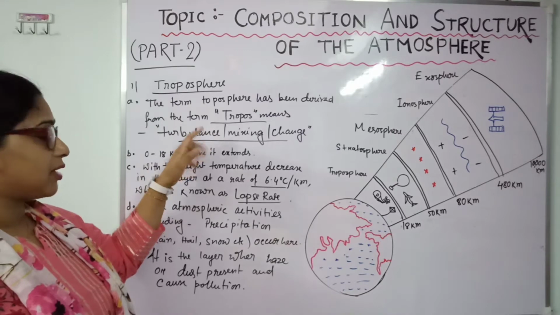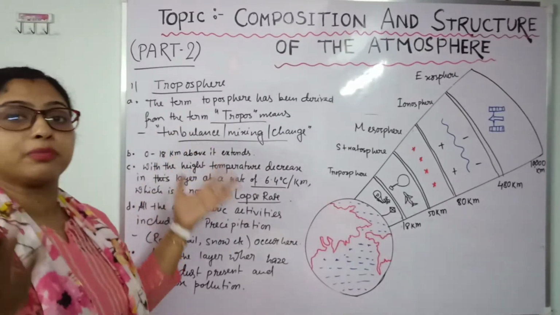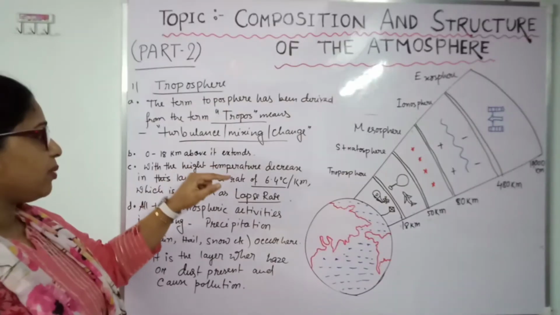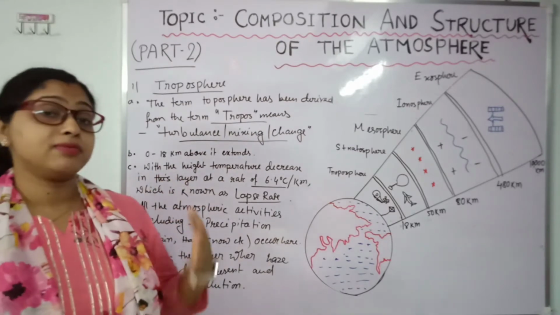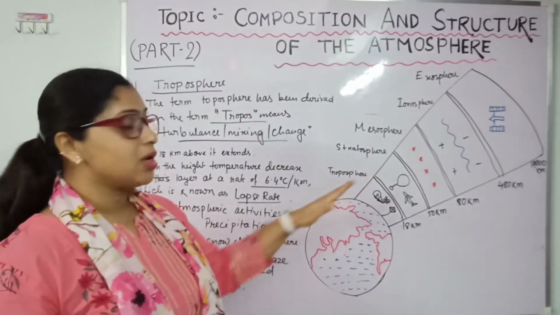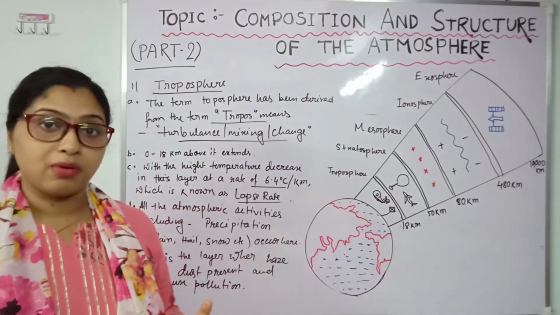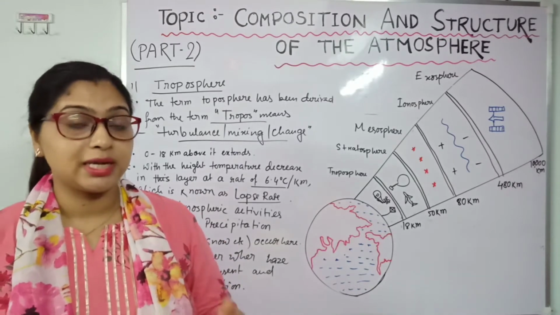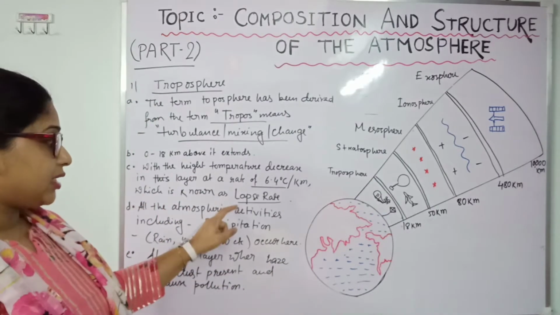It is the turbulence we can see, the mixing of the gases and the changing of atmospheric conditions. Here it extends from 0 to 18 kilometers above the earth's surface. Then, with height, temperature decreases, which is a very important point of the troposphere. When we go to a higher altitude from the surface, the temperature also gradually decreases. At which rate? At a rate of 6.4 degrees centigrade per kilometer. That is known as the lapse rate.